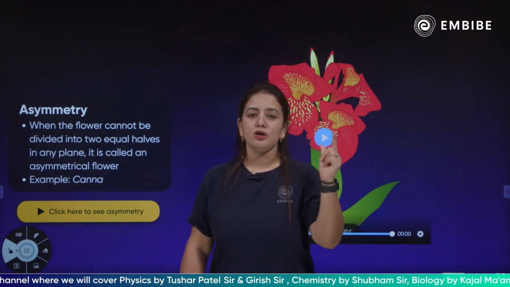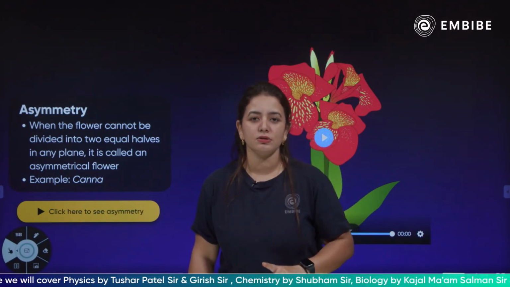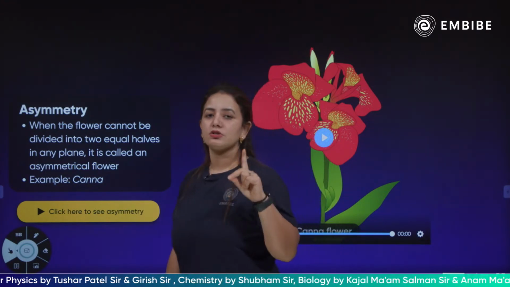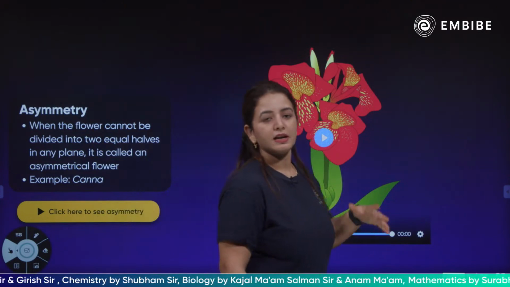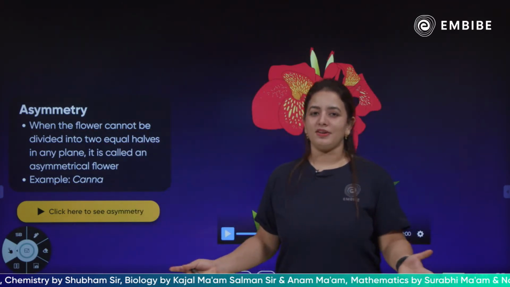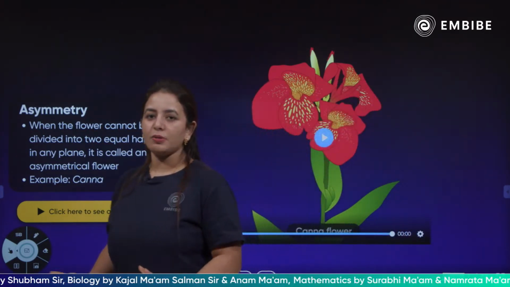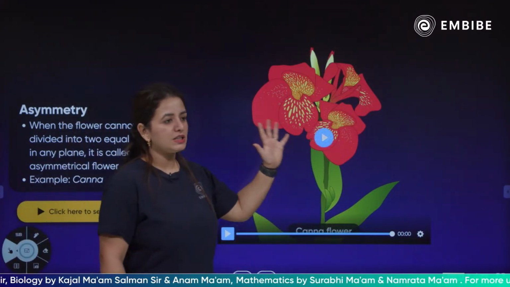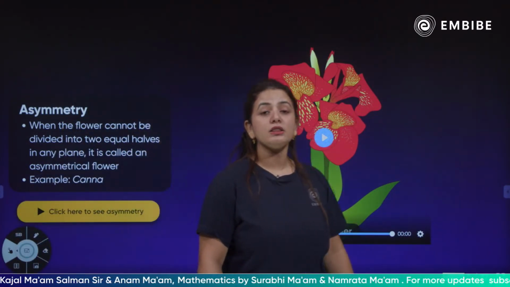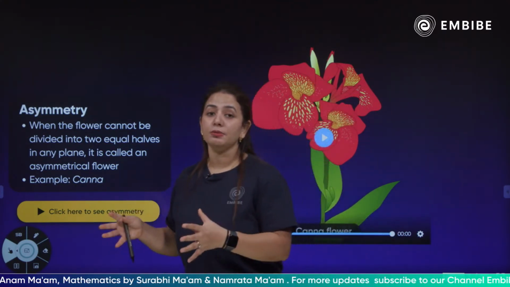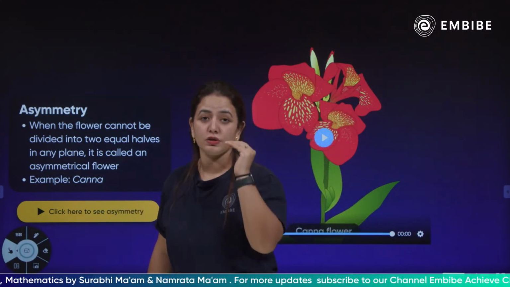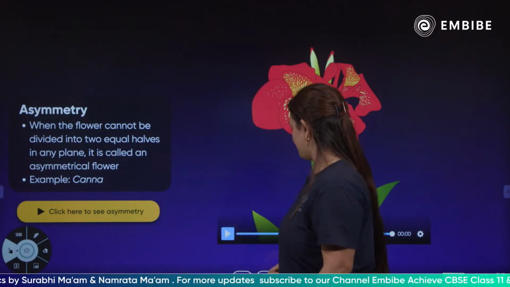If somebody says actinomorphic, it should immediately click in the mind that the person is talking about radial symmetry. Zygomorphic, bilateral symmetry. Asymmetrical, asymmetry. Simply, they cannot be cut through any plane. So these three you have already discussed. Let's see how the flower is named on the basis of the position of the ovary. But before that, let's see what we have next.